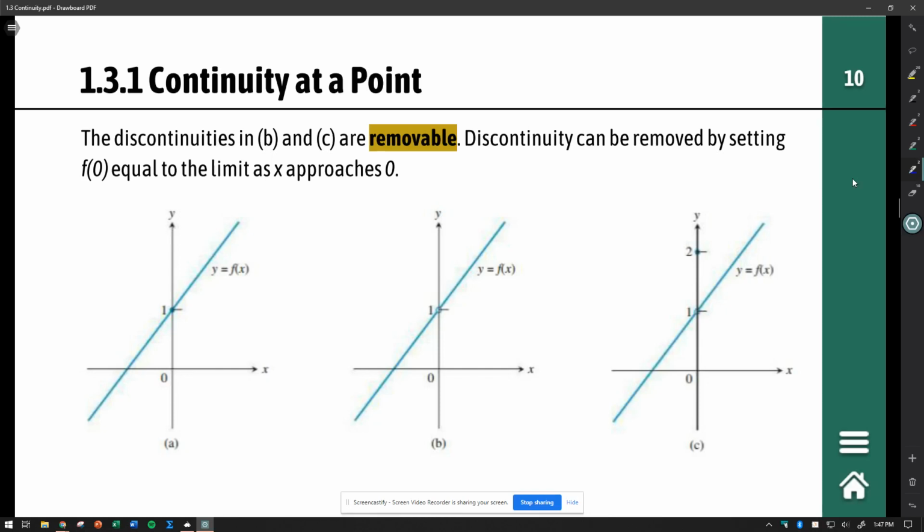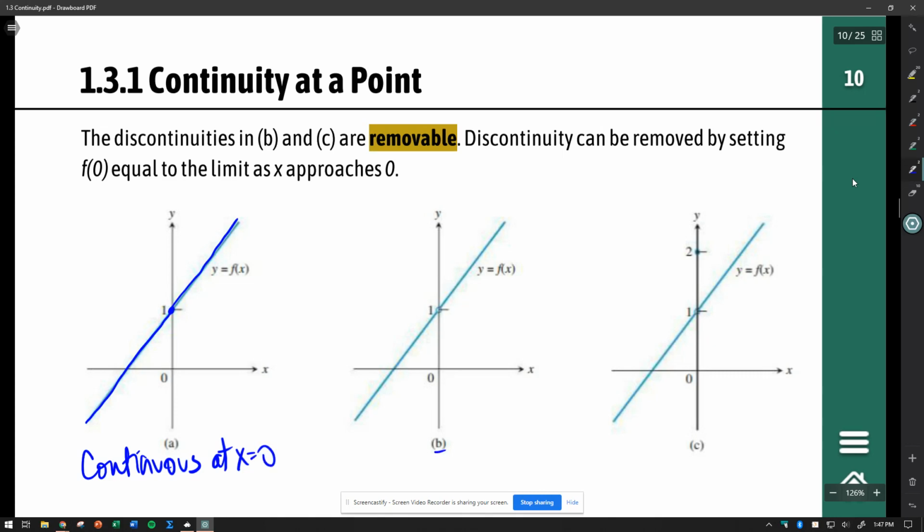So in part 2 of the continuity at a point video, we're going to begin with discontinuities. We have 3 images of what looks to be a very similar graph on the page now. In example A, we have a point at (0, 1), and the line continues on forever. And we would say that this is an example of a continuous function at x equals 0.